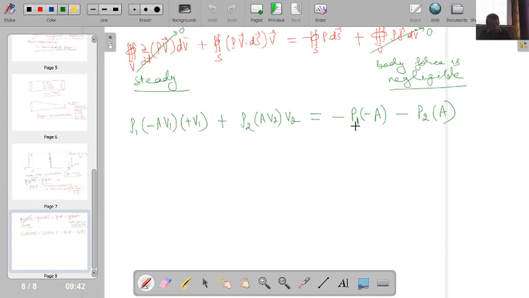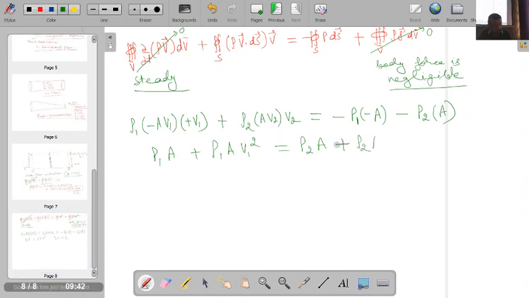Now if you see what I am getting: P1 A plus rho 1 A V1 square equal to P2 A, area is constant, plus rho 2 A V2 square. If I divide throughout by A, then I am getting P1 plus rho 1 V1 square equal to P2 plus rho 2 V2 square. So this is nothing but which equation?